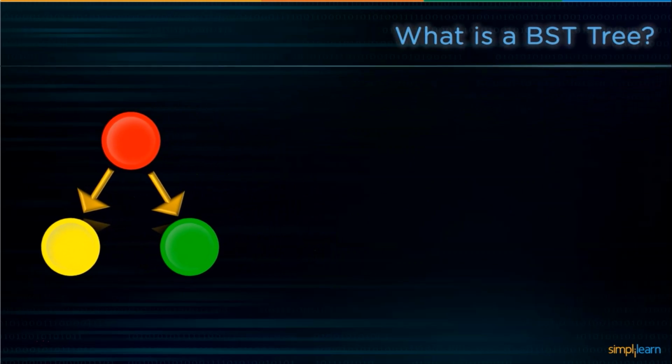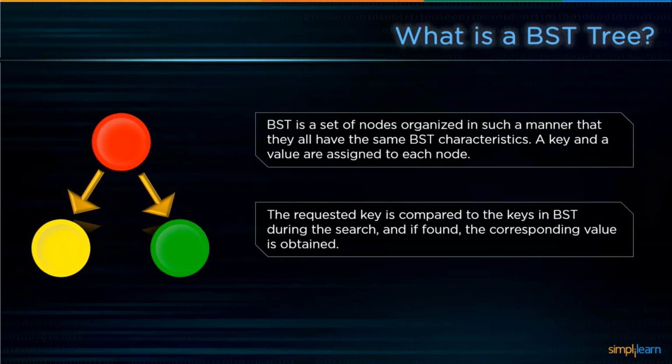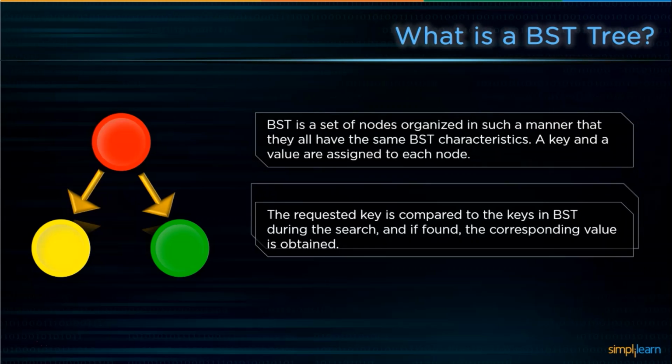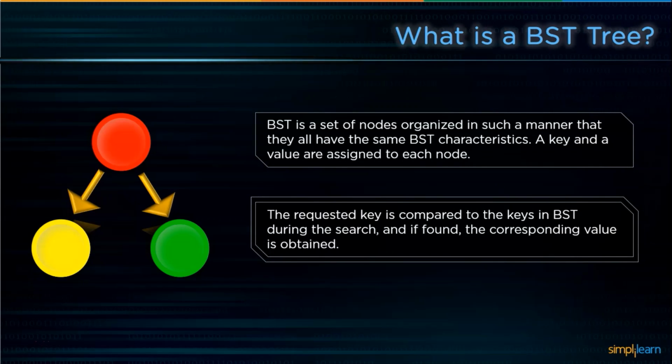So without any further ado, let's get started with introduction to binary search tree. Binary search tree is a set of nodes organized in such a manner that they all have the same binary search tree characteristics. A key and a value is assigned to each node. The requested key is compared to the keys in binary search tree. So during search, if the key is found, then the corresponding value will be retrieved.